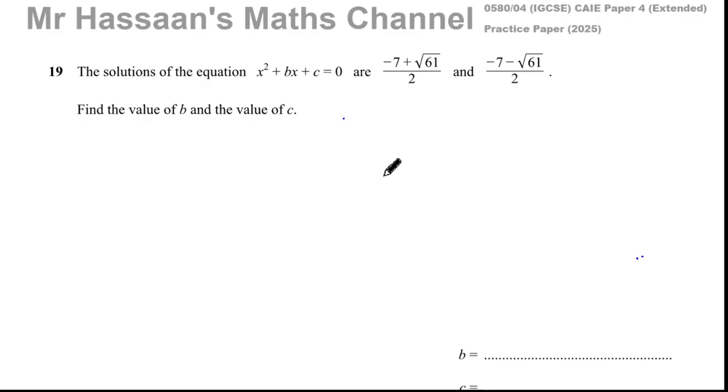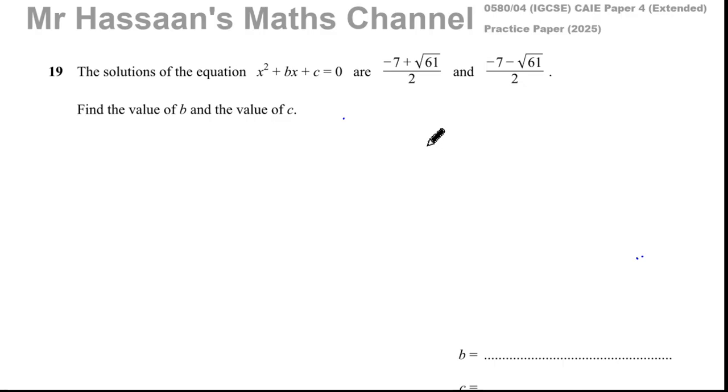And this is question 19 from that paper, which one of my students has asked me to answer, so I'm going to do so. It says the solutions of the equation x squared plus bx plus c equals 0 are -7 plus root 61 over 2 and -7 minus root 61 over 2. Find the value of b and the value of c. Now, there are quite a few different ways that we can answer this question.